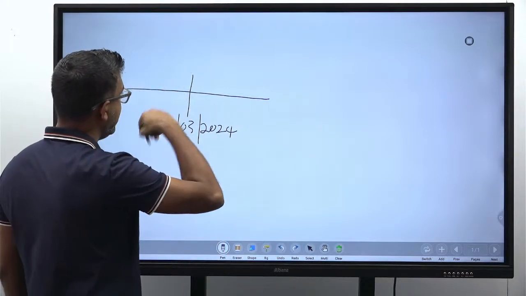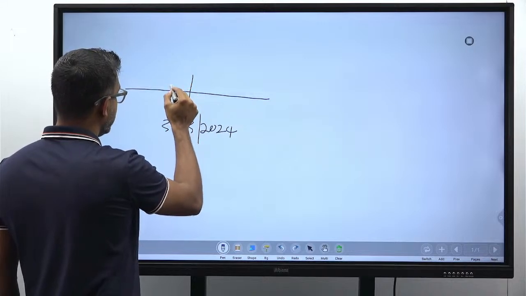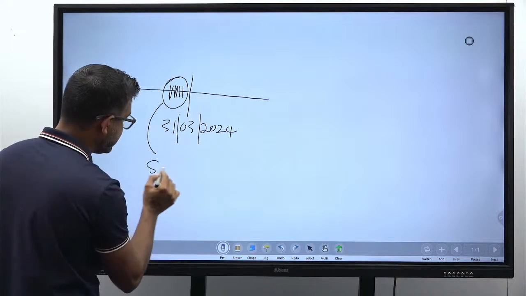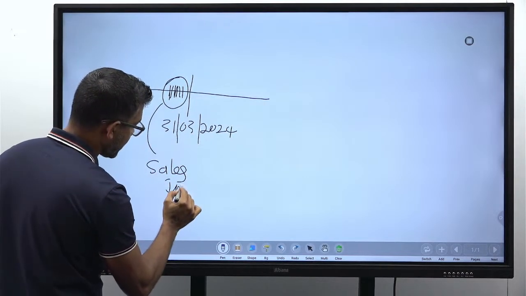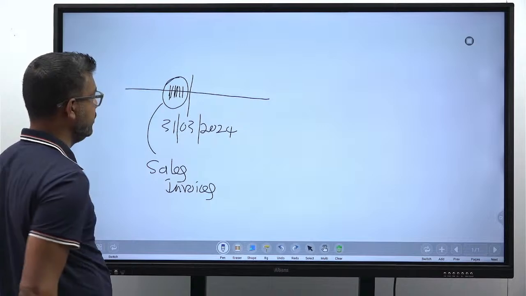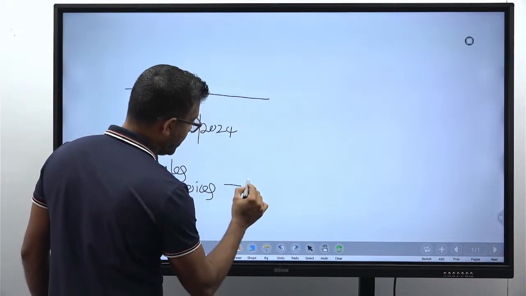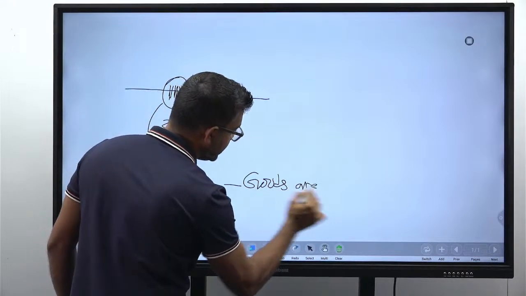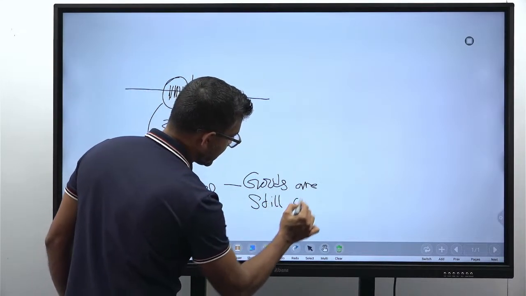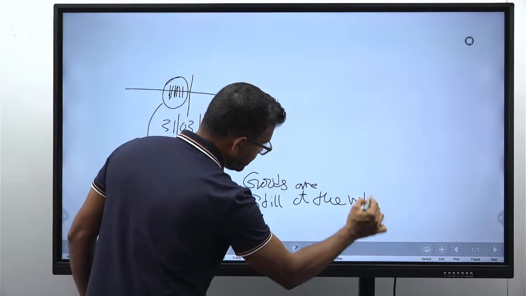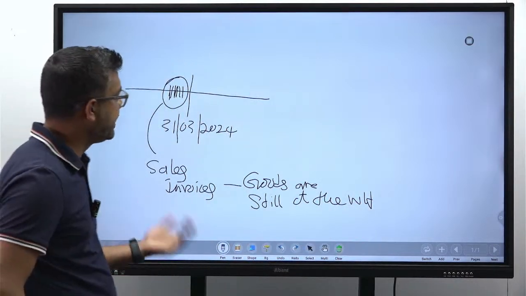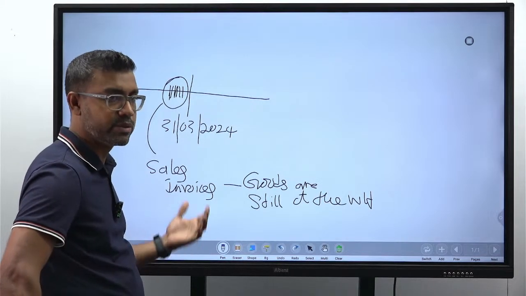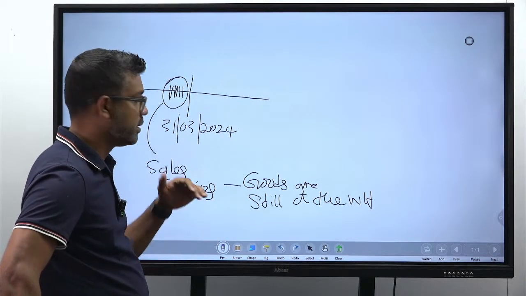You have invoiced some of the invoices here, right? Sales invoices, but goods are still at the warehouse. So examiners normally test the cutoff assertion. Examiners have tested it more times, that's why I'm explaining this in detail rather than other assertions.